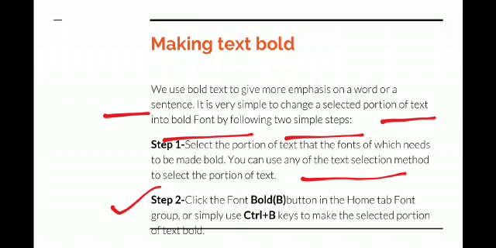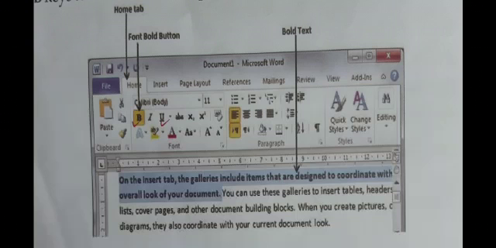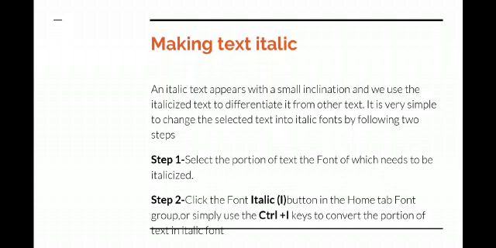Step 2. Click the font bold B button in the Home tab font group, or simply use Ctrl plus B key to make the selected portion of the text bold. Next, you have seen how to make the selected text bold. Select the font bold button B and apply this function on the selected text, and the text will become bold.